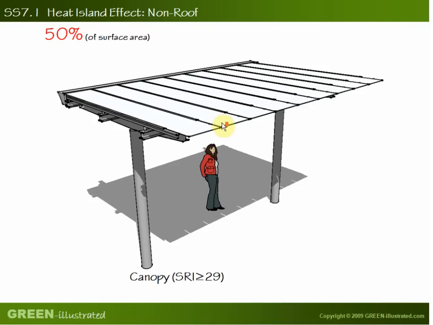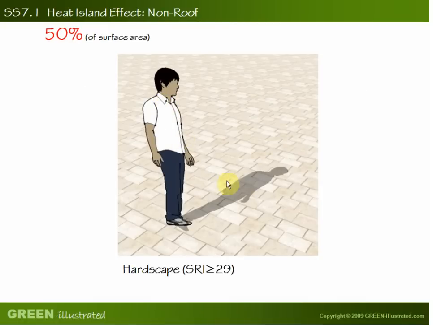The third is also using shade from a canopy or some kind of shelter, but this time instead of being covered by solar panels, it is covered by a light colored material, which is to say a surface with high reflectivity or high solar reflectance index, which is an SRI of over 29. Next option, instead of covering the ground surface with a canopy, the surface of the ground itself should be highly reflective. So here the paving should have a solar reflective index of over 29.